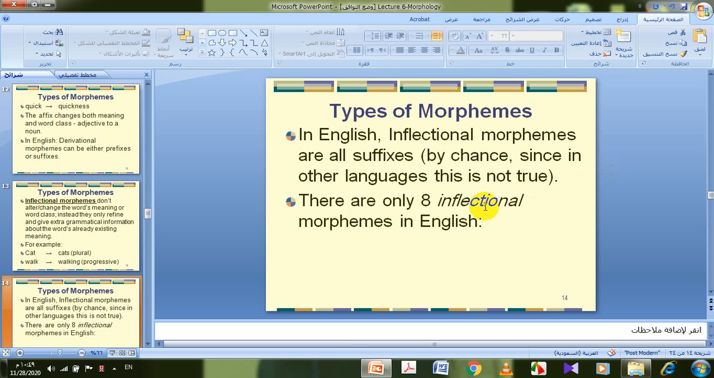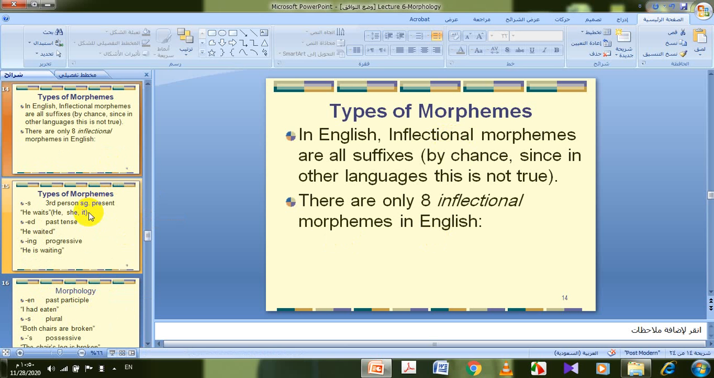There are only 8 inflectional morphemes in English. And this is going to make the learning of inflectional morphemes very easy, okay? Very easy. So there are 8 inflectional morphemes in English. Inflectional, okay? Tasrif, yes, exactly. Tasrifi, okay? Good. What are they? Only 8 inflectional morphemes in English.